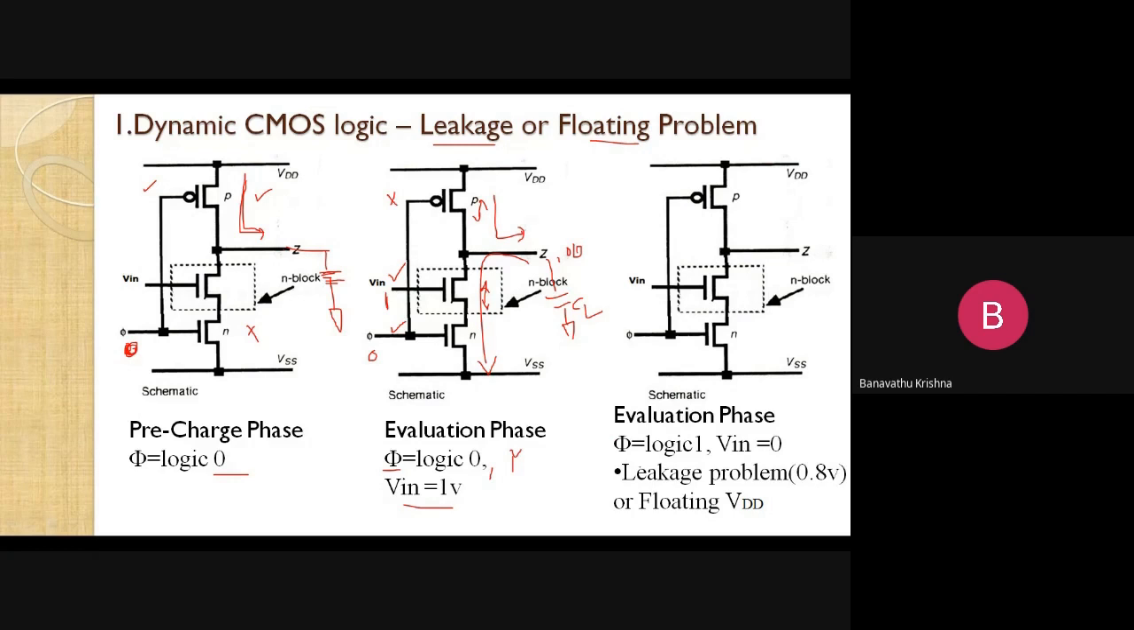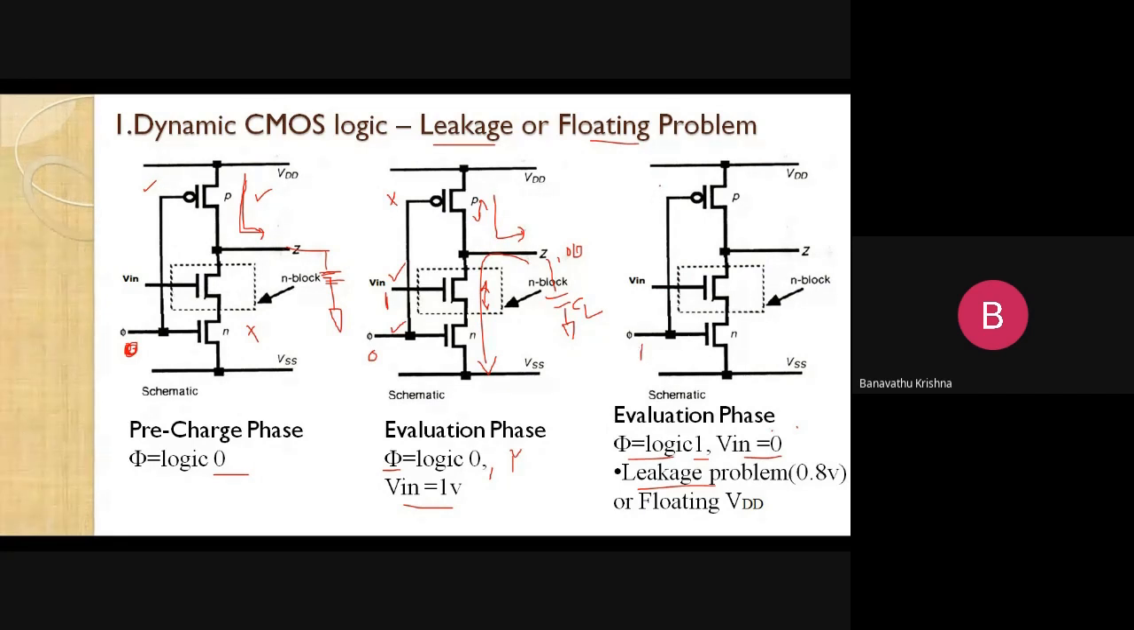Here, let us see the logic. The clock signal is going to be applied as logic 1, and V input is 0. When we apply V input as logic 0 here, the leakage problem occurs across this particular circuit diagram. How the leakage problem occurs across this diagram, I want to explain here. So here the clock signal is 1.